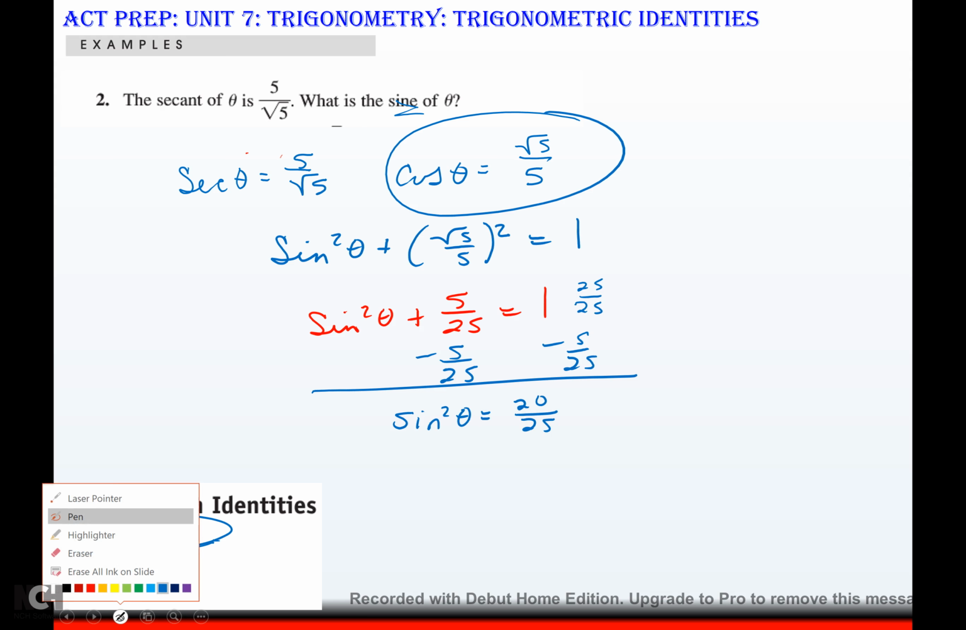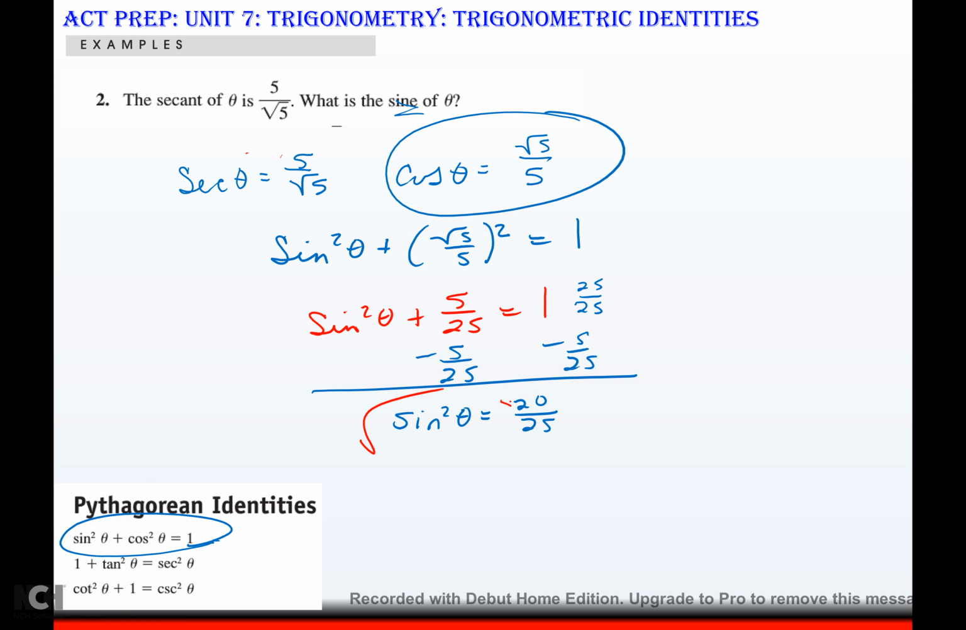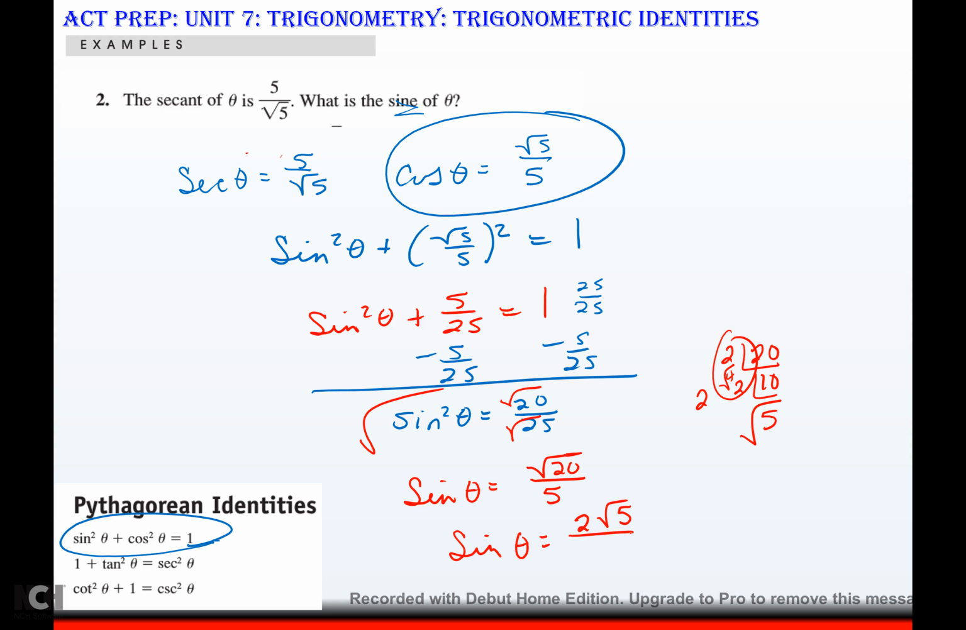And then I have to square root top and bottom, so I have sine theta equals the square root of 20 over 5. Okay, but again, we're not wrong, but anytime a radical can be simplified, we've got to try. So break 20 down. By 2 is 10, by 2 is 5. There's a 4, square root of 4 is 2, square root of 5. So sine theta is equal to 2 square roots of 5 over 5. And we're done.